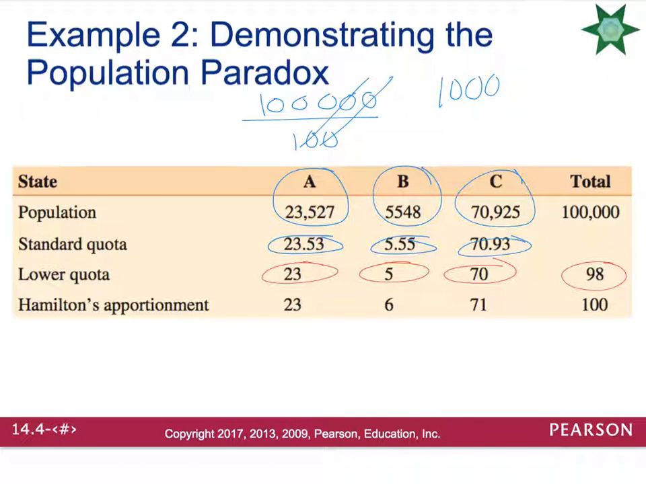So 0.93 is the highest decimal, so we'll give state C an extra apportionment. 0.55 is the next highest decimal, so we'll give state B an extra apportionment. So state A has 23, B has 6, and C has 71. Keep that in mind, and let's see what happens when the population changes.